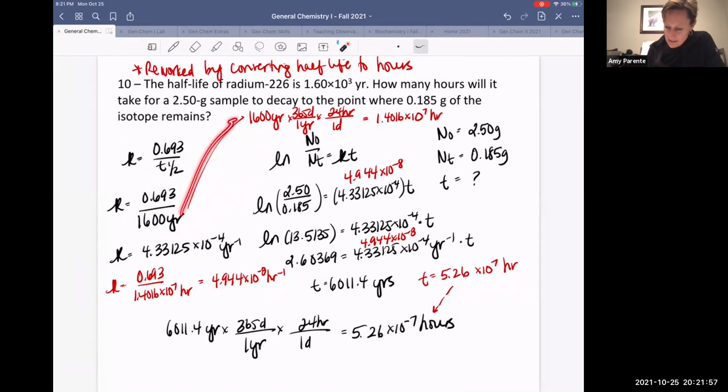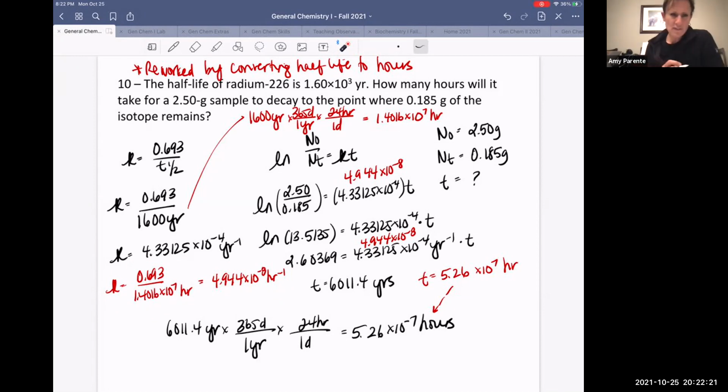So they said, okay, I'm going to convert that 1600 year half-life to hours. That's going to be a lot of hours if the half-life was 1600 years. Then they put that in here to get the rate constant in units of reciprocal hours. So you can do that.